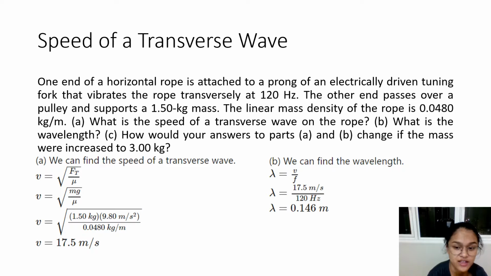So now we can find the wavelength. We can use the equation again, wavelength equals the velocity over the frequency. So it's going to be 17.5 meters per second over 120 hertz, and we will be getting 0.146 meters.